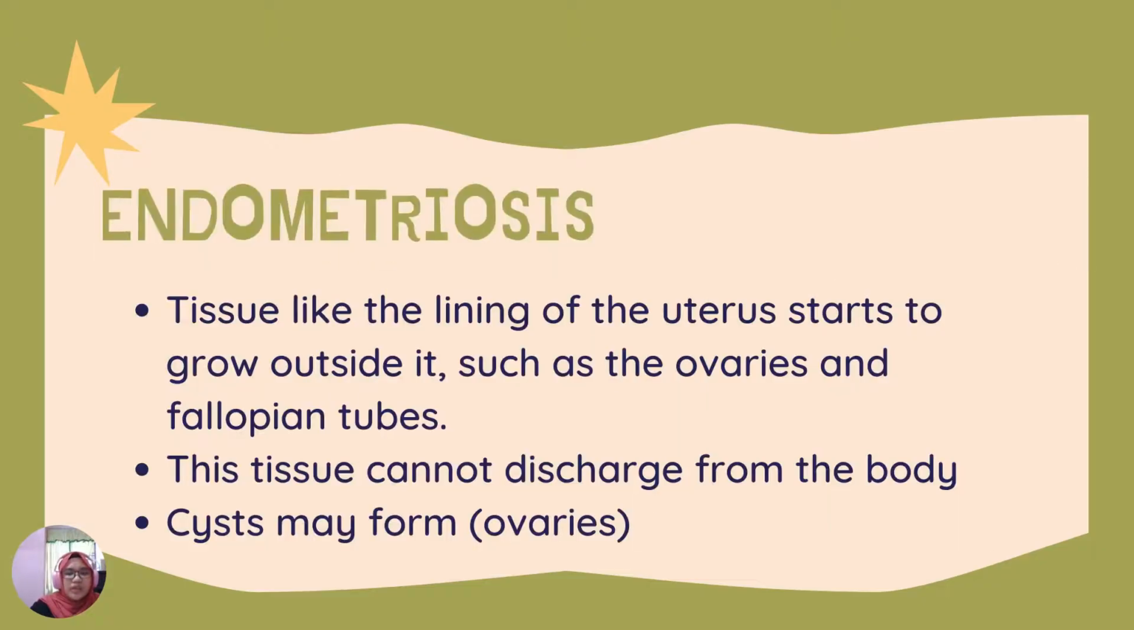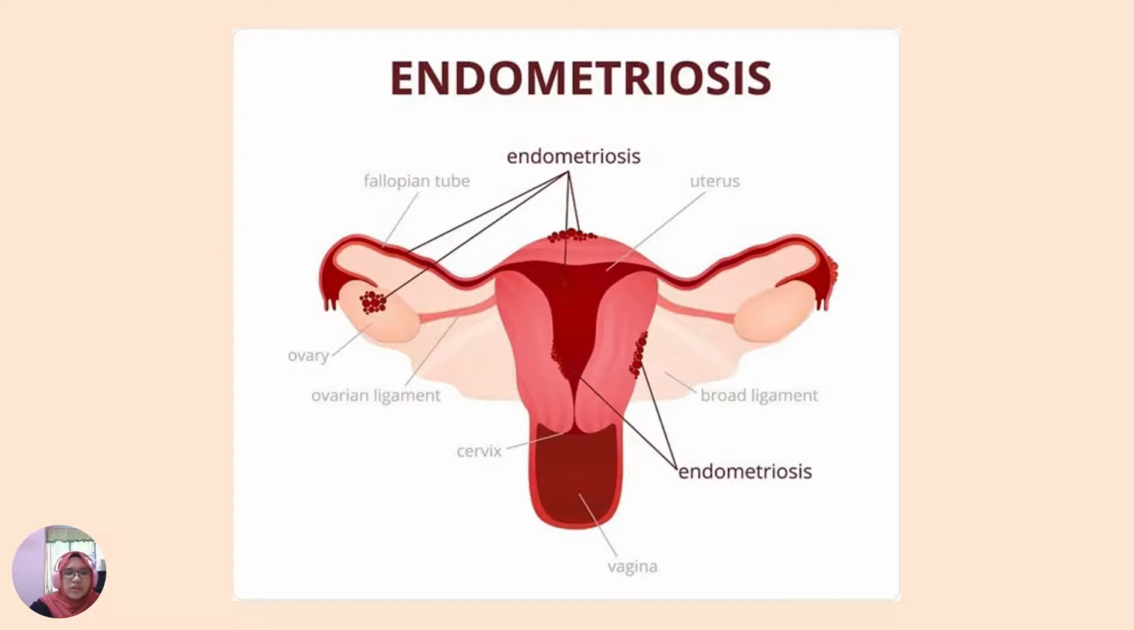Next is endometriosis. Endometriosis is when tissue like the lining of the uterus starts to grow outside it, which means that it will grow at the ovaries and also the fallopian tubes. This tissue cannot be discharged from the body. If that happens, cysts may form if the endometriosis occurs at the ovaries. So this is how endometriosis looks. There will be tissue like the lining here, and also here.